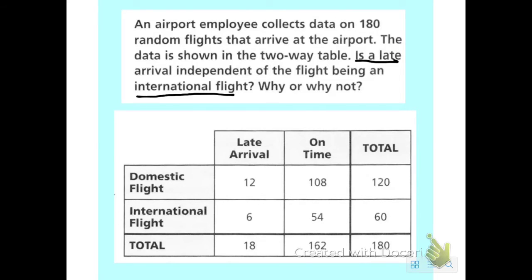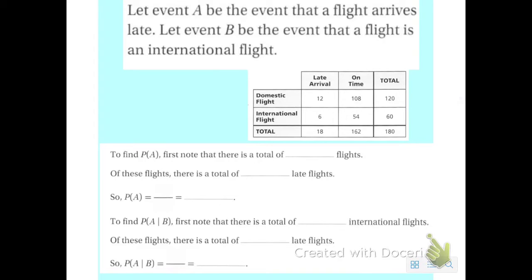Look at this situation where it's spelled out for us. Let's let event A be the event that the flight arrives late. So let's put an A on the table. That always helps me to label my table. And let's let event B be the event that the flight is an international flight. So, in order to do that, here's our steps.